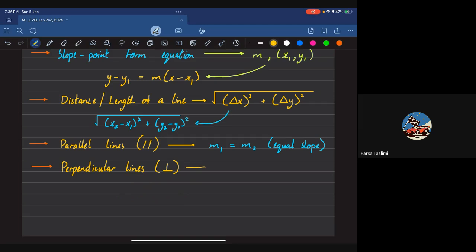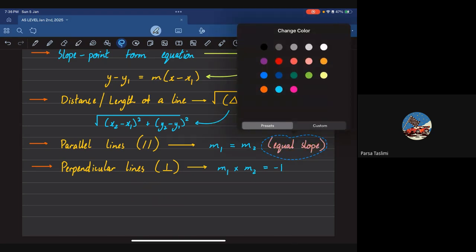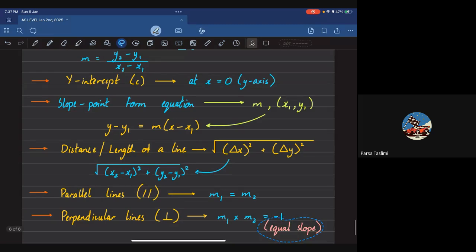In very common terms, we say that the gradient of two perpendicular lines is the negative reciprocal of each other. In terms of formula, it's m1 times m2 is equal to -1. And technically, we're talking about the negative reciprocal: the gradient is the negative reciprocal of each other. Clear, guys? Any issues with this? No issues.